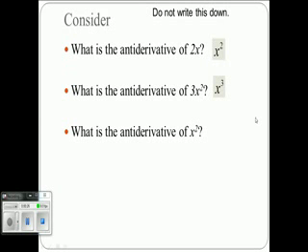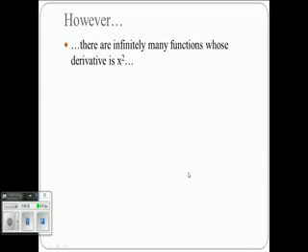What is the antiderivative of x squared? It's a bit challenging, and the answer to that is 1/3 x cubed. And you can check that by finding the derivative of 1/3 x cubed, and you will find that you get x squared.